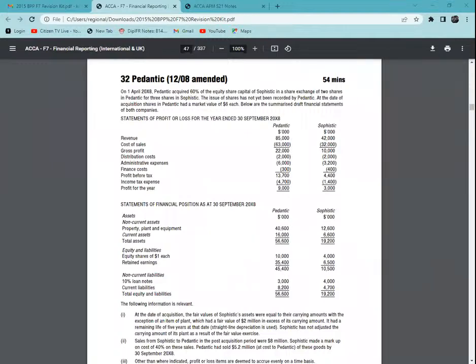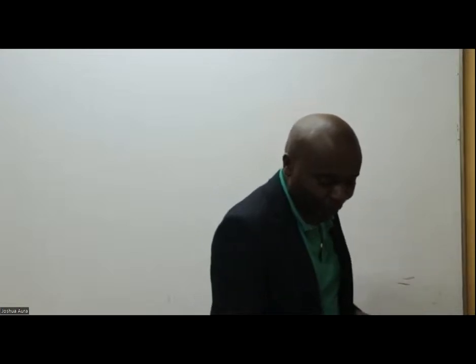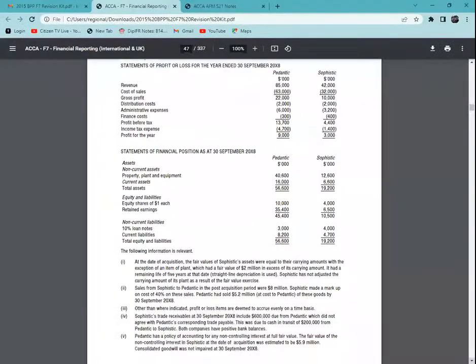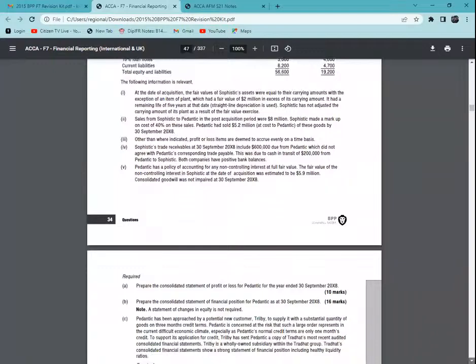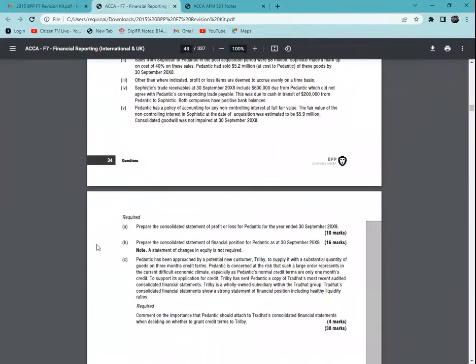To consolidate, ladies and gentlemen, is the easiest branch of financial reporting that we have. It's all about adding like terms, line by line, of the subsidiary and the parent company. Very easy thing. So what do they want us to do here? They want us in part B to prepare the consolidated statement of financial position for Pedantic as at this date. The consolidated or group statement of financial position.